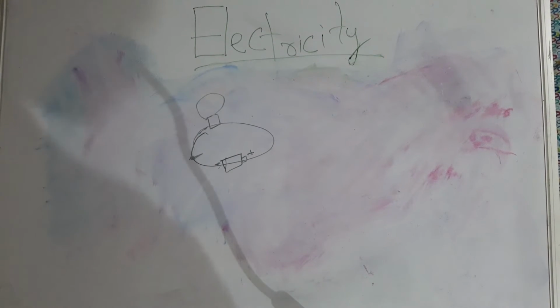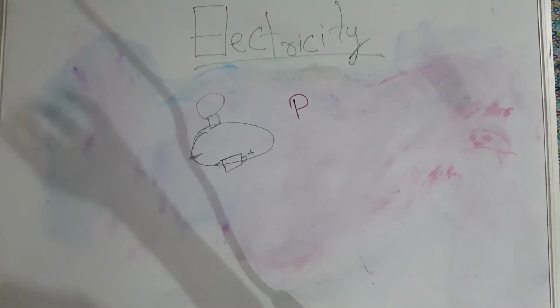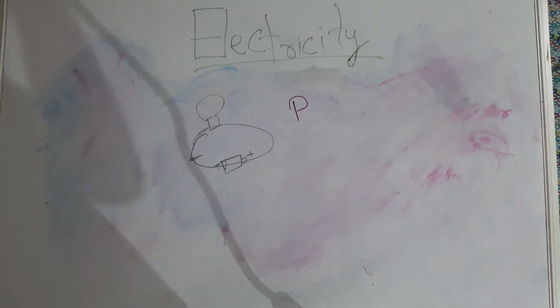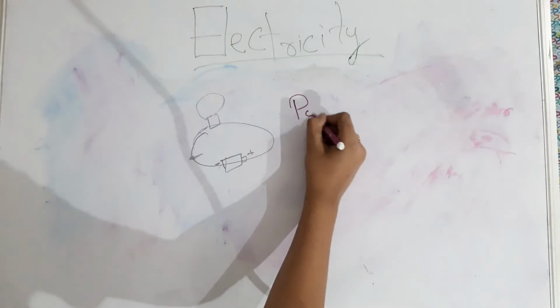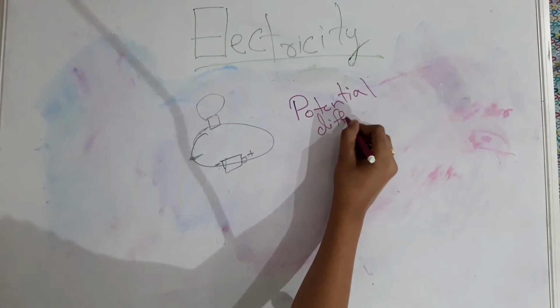So electric potential at a point in an electric field is defined as the work done in moving a unit positive charge from infinity to that point. This is a bit fishy, so let's make it clear. Electric potential can also be said as potential difference.